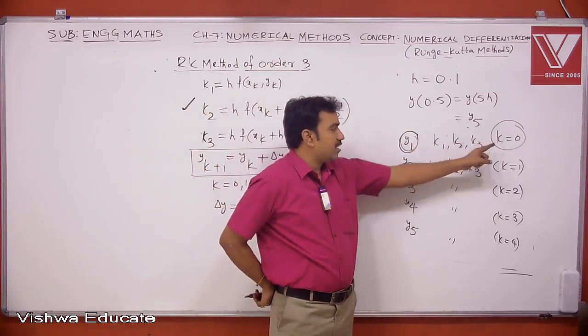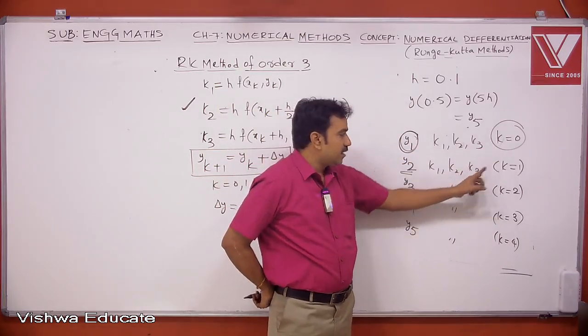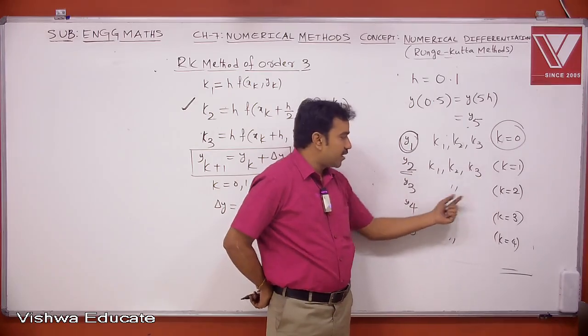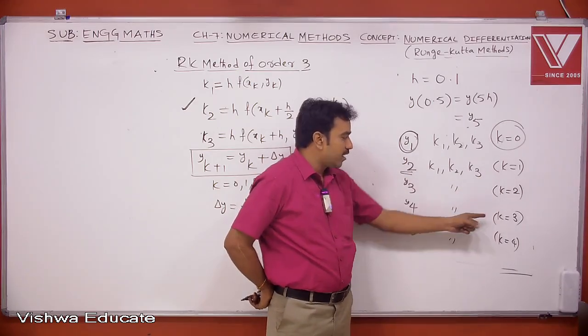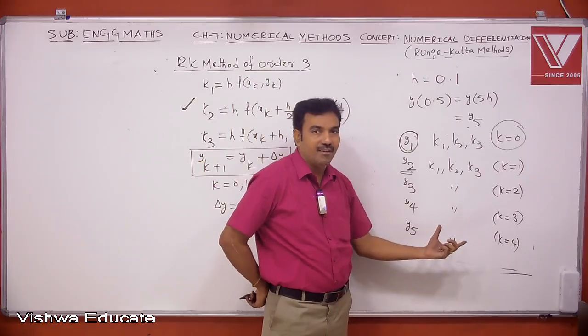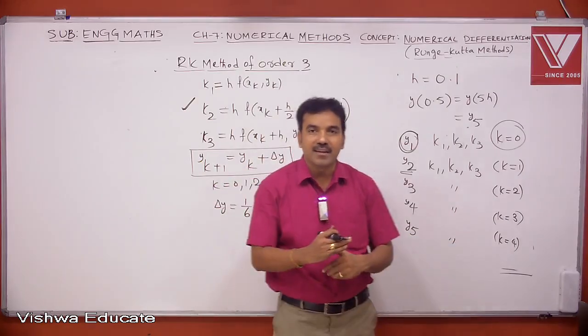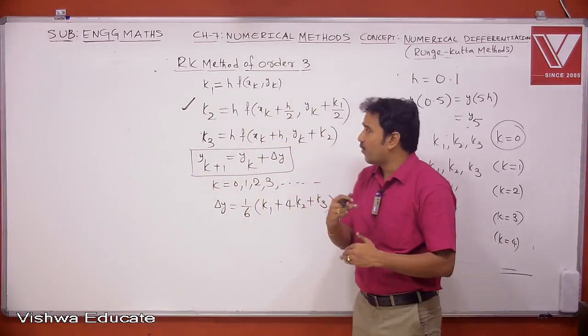But in the first iteration, k is 0. In the second iteration, k value 1. In the third iteration, k value 2. In the fourth iteration, k value 3. In the fifth iteration, k value 4. So please maintain the index carefully. Do the values very carefully.